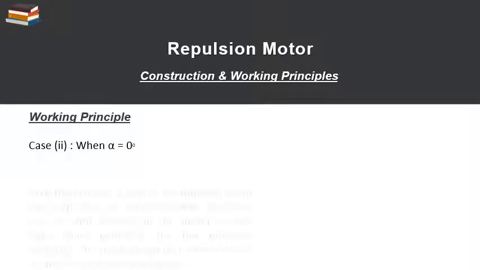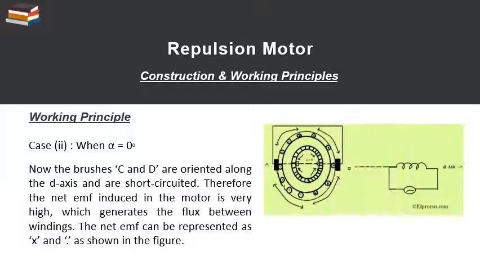Case 2, when alpha is equal to 0 degrees. Now the brushes C and D are oriented along the D axis and are short circuited. Figure में देख पा रहे हैं हम. Therefore, the net EMF induced in the motor is very high, which generates the flux between the windings. The net EMF can be represented as cross and dot as shown in the figure. जो हमारा नेट EMF इंड्यूस होगा वो क्रॉस और डॉट से रिप्रेजेंट किया हुआ है.